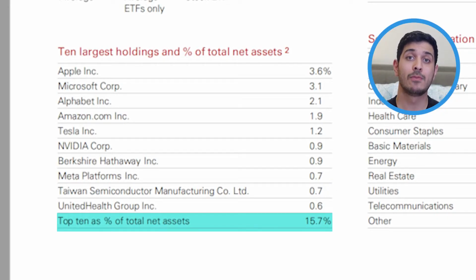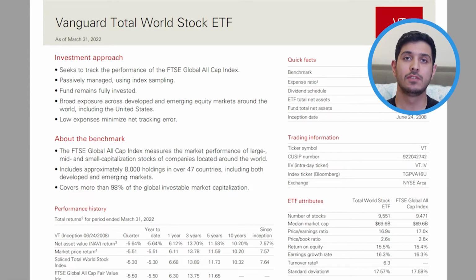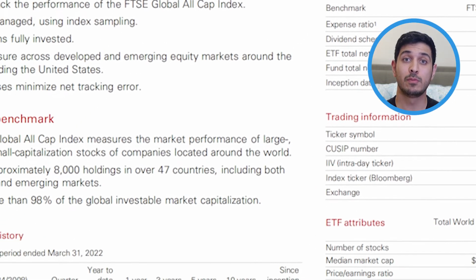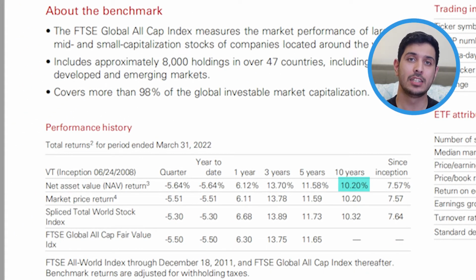Again, this makes sense since these are the 5 biggest companies in the world. The top 10 holdings make up 15.7% of this ETF. The ETF has a tracking error of 0.12 and an expense ratio of 0.07%, which means if you invested $1,000 into the ETF, you would be charged 70 cents a year by the fund provider. In terms of performance, the ETF has an impressive 10-year annualized performance of 10.2%.